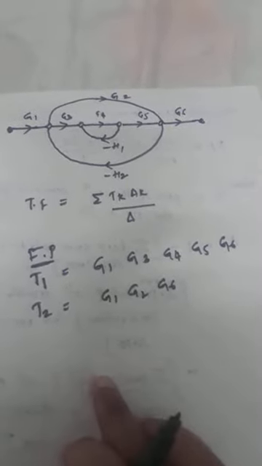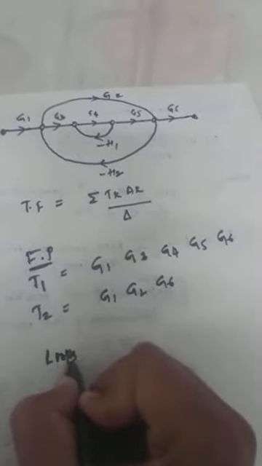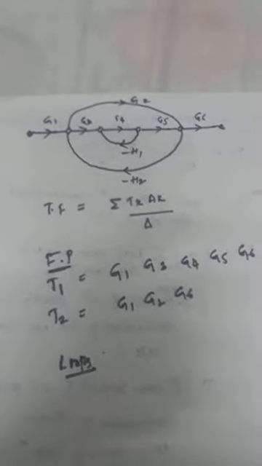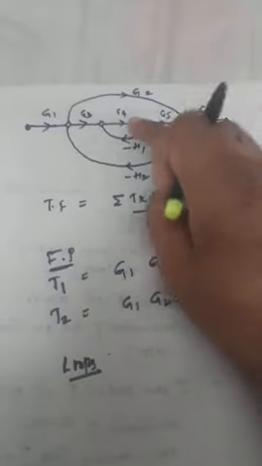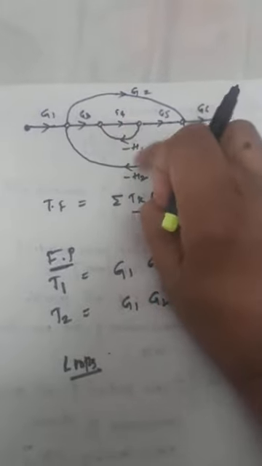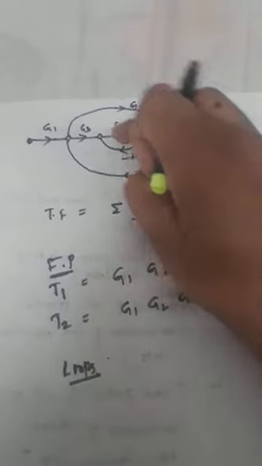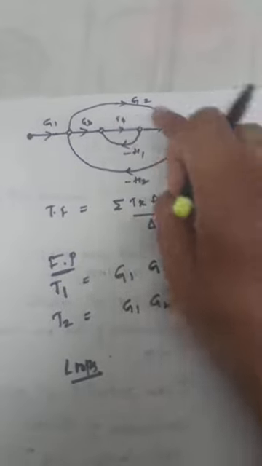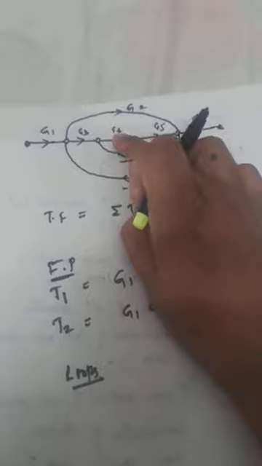After finding the number of forward paths, now you should find the number of loops. So now here I'll consider this, G4 and H1. H1 and G4 are forming one loop here, which is starting from this node and ending at the same node. And remember, G4 is moving in this direction, H1 is opposite to this direction. So that's why I will consider this one as one loop.